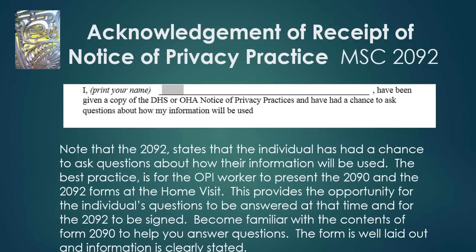But as we look at the next slide, you'll see that if you do use this form, right where they sign, it says, I, and then they sign their name, have been given a copy of the DHS or OHA Notice of Privacy Practices and have had a chance to ask questions about how my information will be used. So you notice there that when they're signing that they've had a chance to ask questions. That's why I say you should really become familiar with the Notice of Privacy Practices, and you should ask people if they have any questions about that.